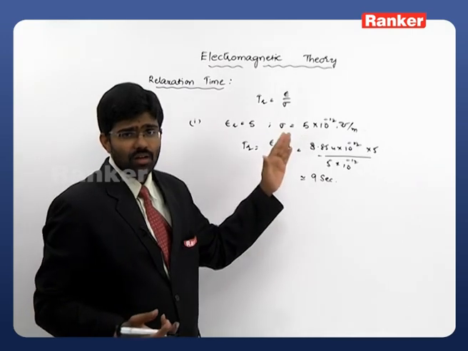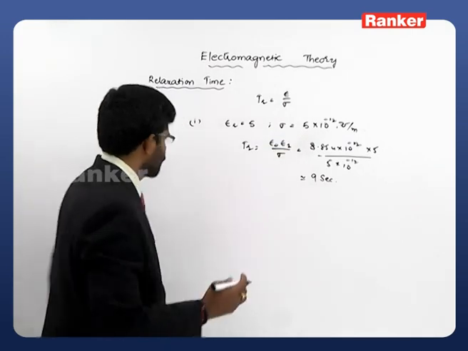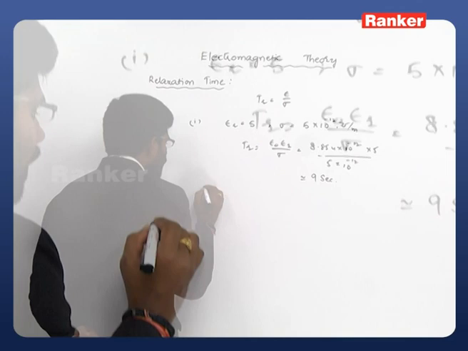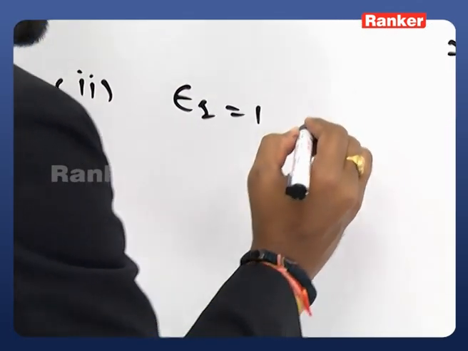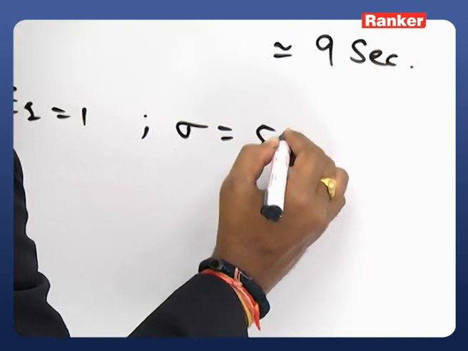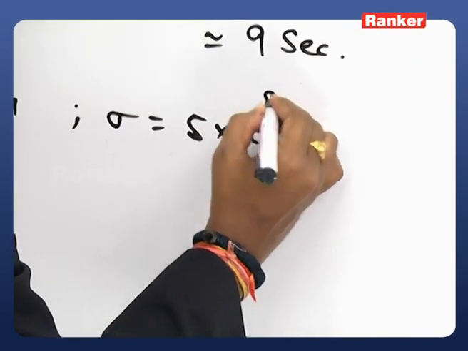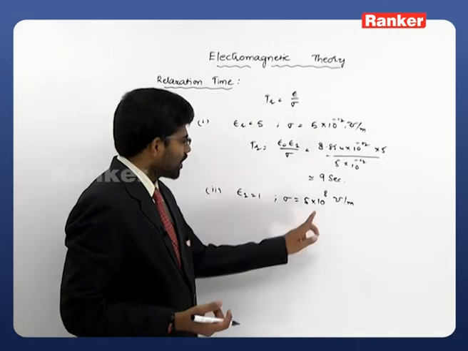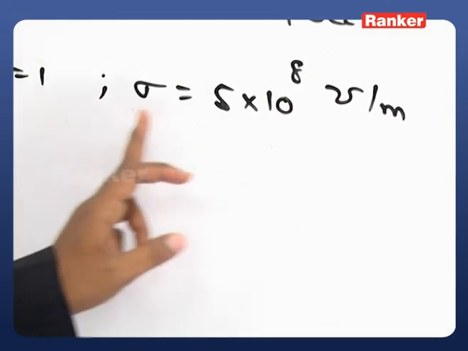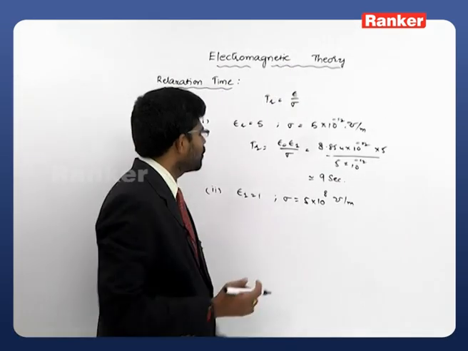Now we will observe the same phenomenon for a conductor. Let us consider a conductor. For a conductor, let us take epsilon r equals 1 and sigma very, very high. Let us take 5 into 10 power 8 mho per meter. That's approximately copper that we are considering here. So epsilon r equals 1, sigma equals 5 into 10 power 8 mho per meter.